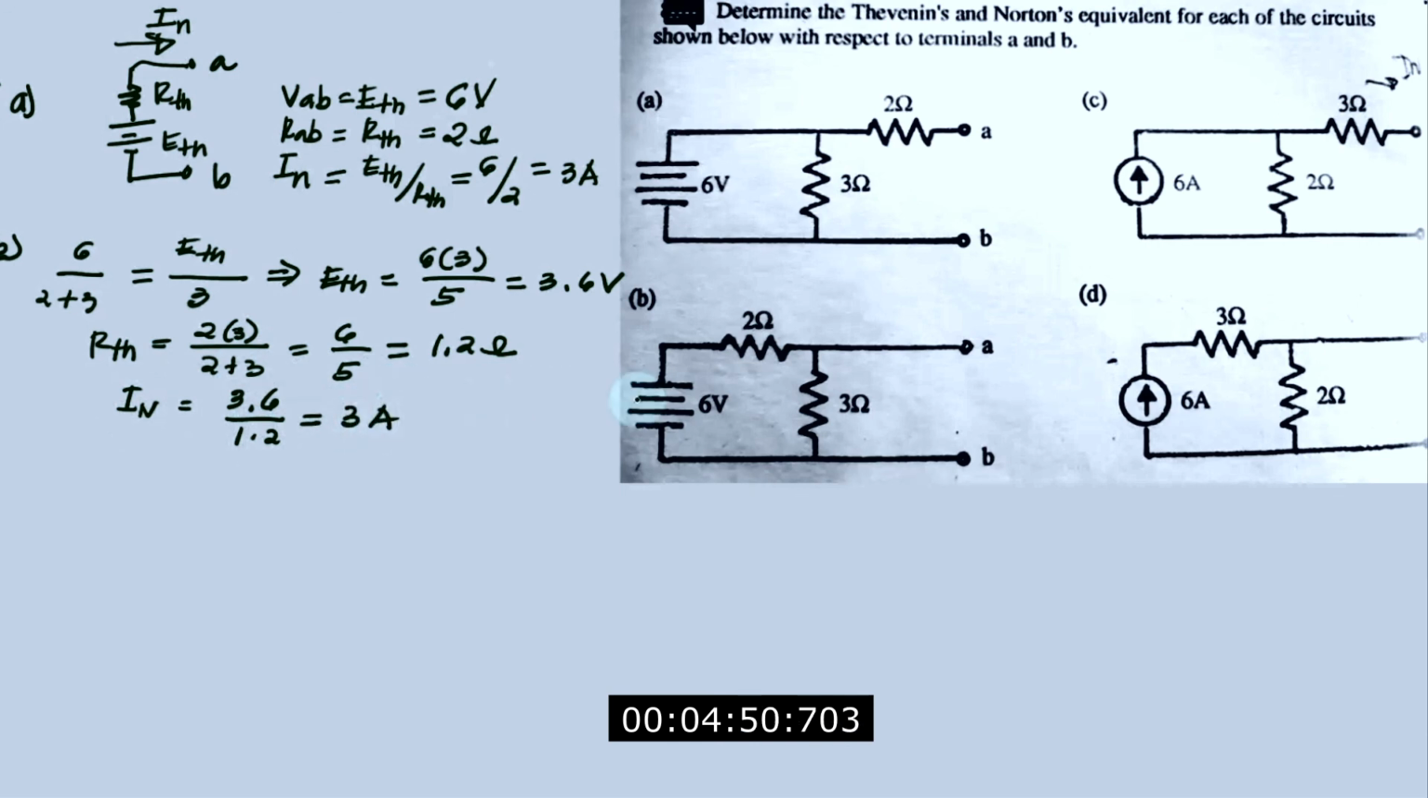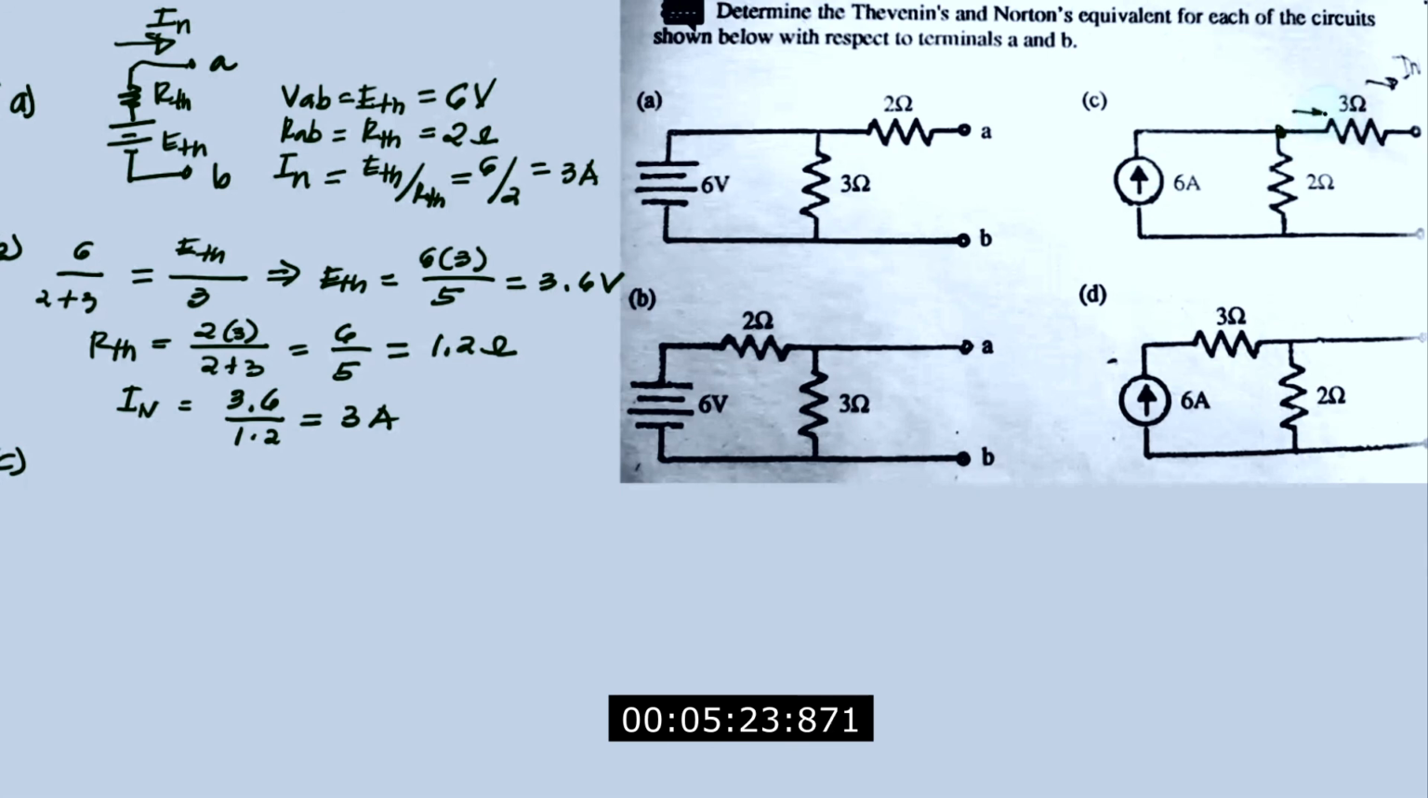So that will be the equivalent Thevenin's and Norton's of letter B. For letter C, given here is a current source of 6 amperes. So we have a voltage source here, and a current source. To be able to get the Norton's and Thevenin's equivalent, we can observe that this will be a total current going through this point. This is the node, and this current will be divided into these branches.